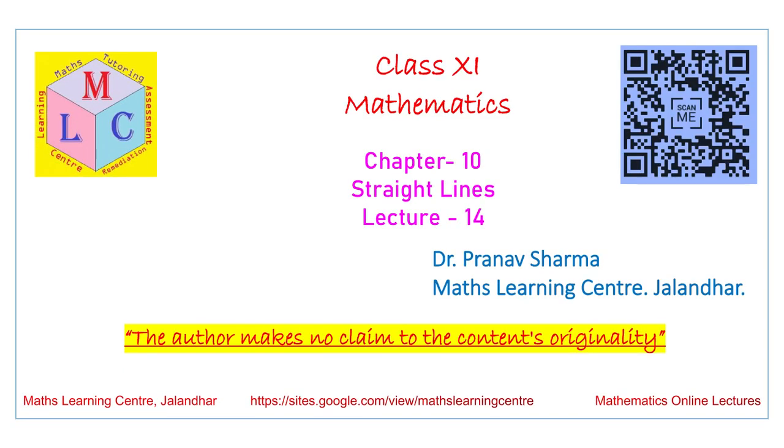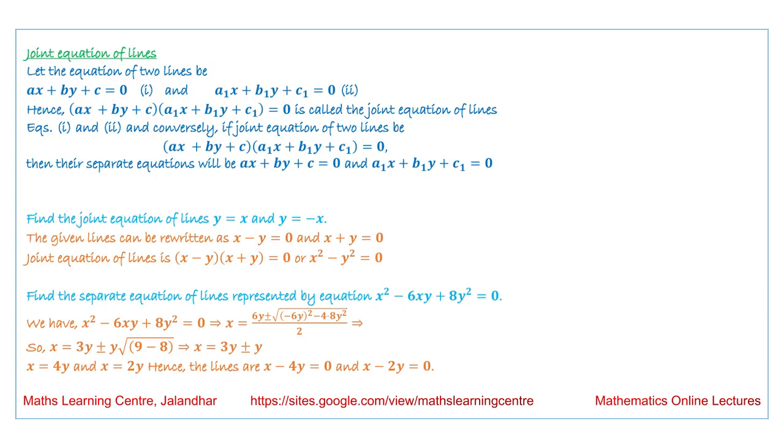We are going to start now lecture 14 of chapter 10, class 11th mathematics, straight lines. In this lecture we will talk about some joint equations of the lines. First, we are given two equations. One is ax plus by plus c is equal to 0. Second is a1x plus b1y plus c1 is equal to 0.